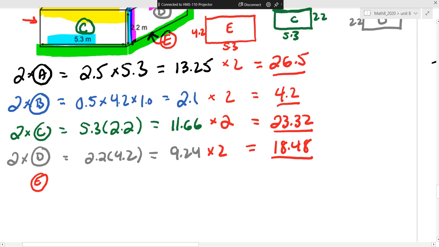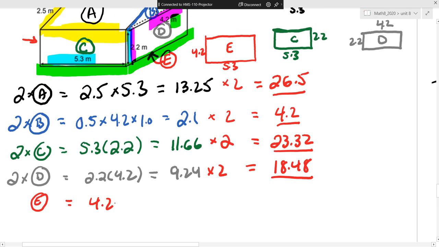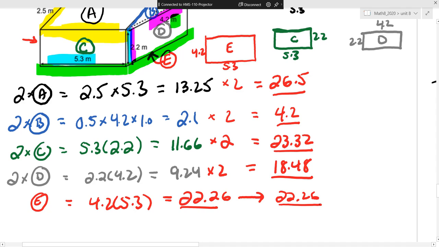22.26. And there's only one of these, right? So we have 4.2 times 5.3, and what did it equal? 22.26. Maybe I'll move it right here, so it's all in line with all the numbers for when we add it up.